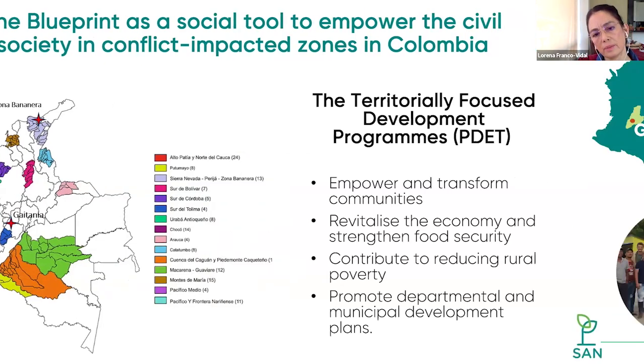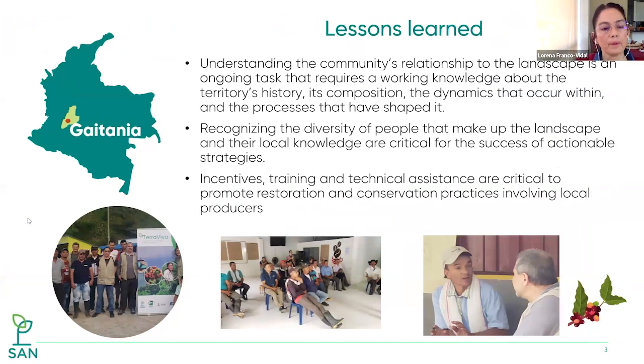Next slide, please. Some of the lessons learned from the initiative in both agricultural zones in Zona Bananera and Planadas, as well as Apartadó with cocoa, could be summarized as follows: understanding the community's relationship to the landscape is an ongoing task that requires a working knowledge about the territory's history, its composition, the dynamics that occur within, and the processes that have shaped it.